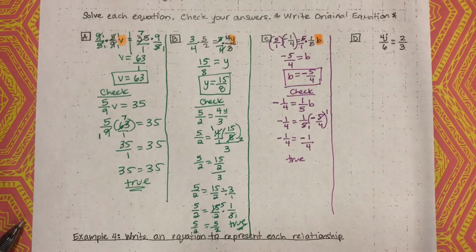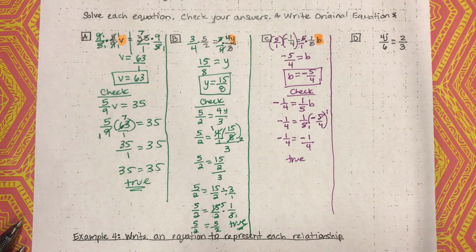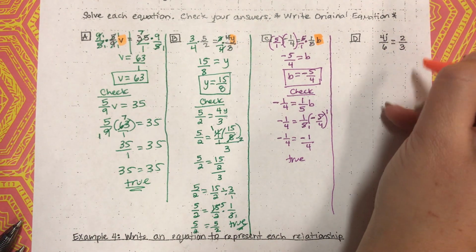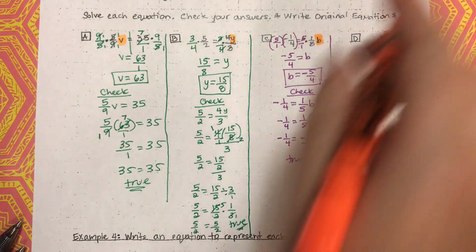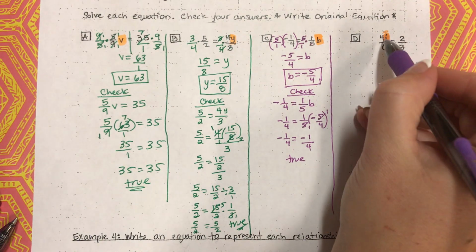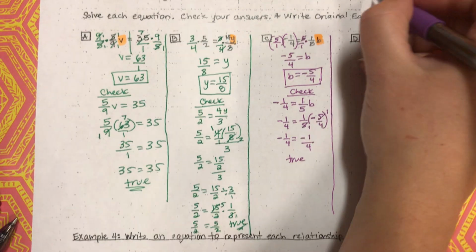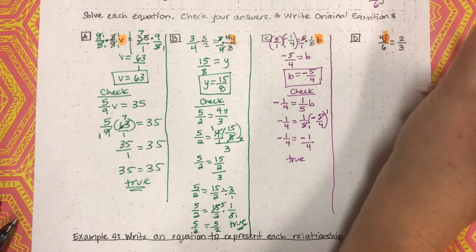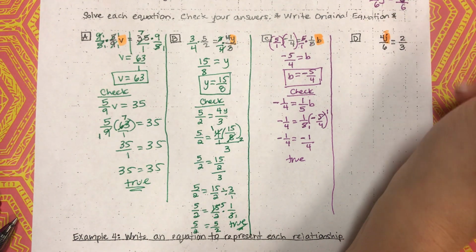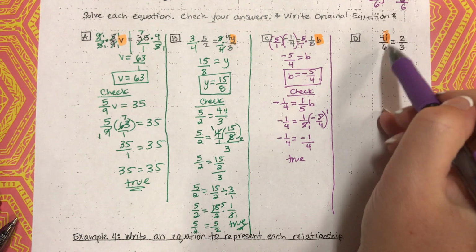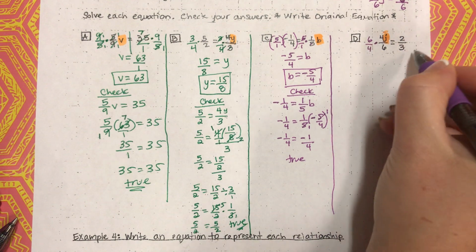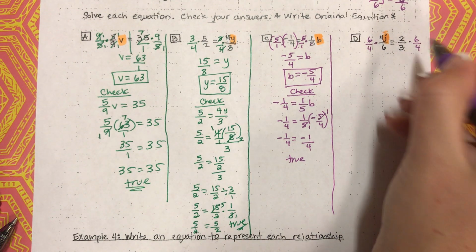Okay, on to the last one, D. Okay, we have 4/6 j, or 4j divided by 6, is equal to 2/3. We want to try to get j by itself. And whenever we have something like 4j over 6, remember that's the same thing as 4/6 times j. They mean the same thing. Okay, so we're going to think about it like this, 4/6 times j, and think of it as a fraction, and we're just going to multiply by the reciprocal, which would be 6/4, to both sides.